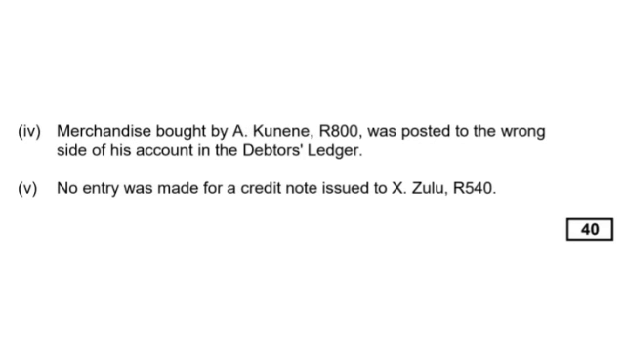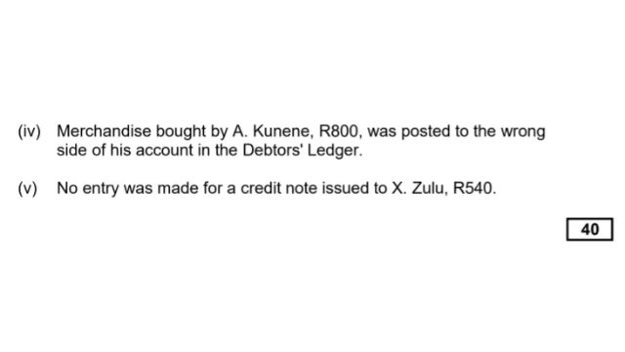And then in Roman figure 4, we have a merchandise bought by A. Kunene for 800 posted to the wrong side of his account in the debtors ledger. Again, the error is in his account. Our books are okay, and if our books are okay, it's always no change. So you're going to write it as no change. In the debtors list, that's when you're going to deal with it. But in our book, because here we are correcting specifically our book.